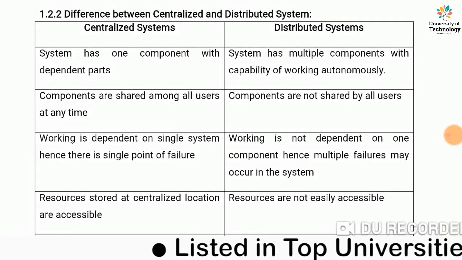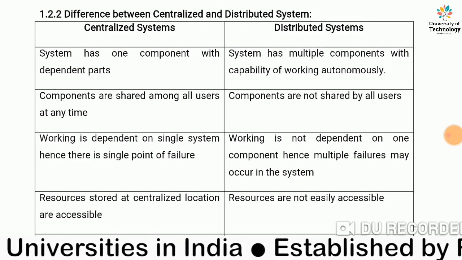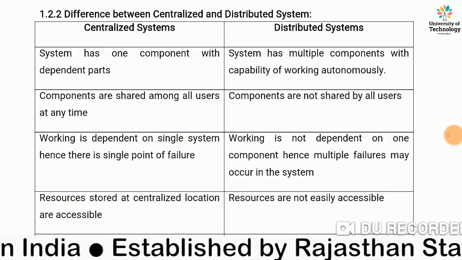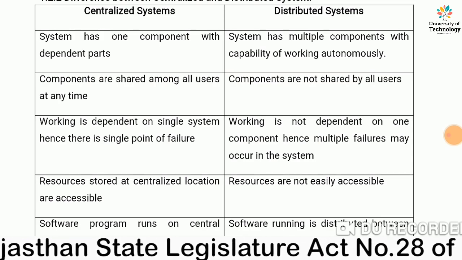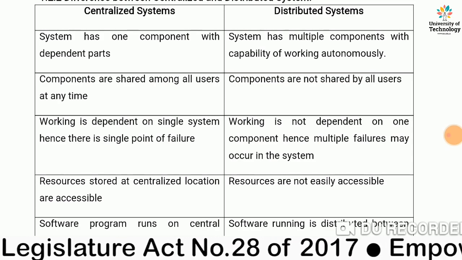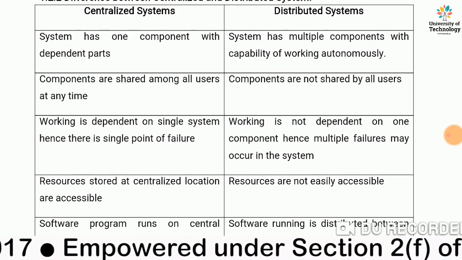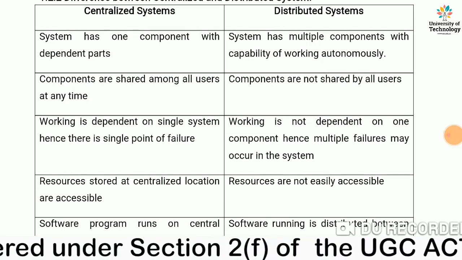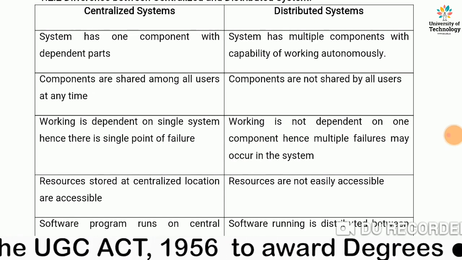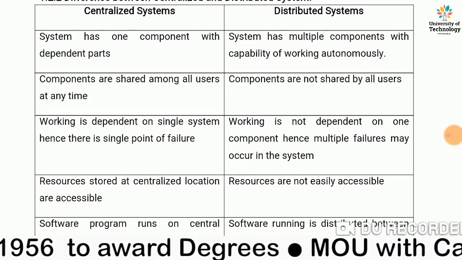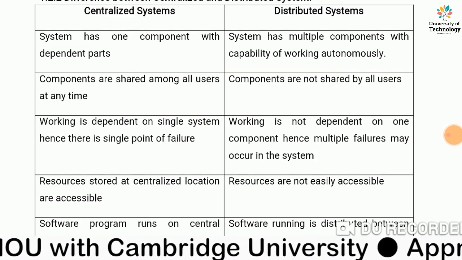Next, the difference between centralized and distributed systems. One part is the centralized system, the second part is the distributed system. A centralized system has one component with dependent parts. On the other hand, a distributed system has multiple components with the capability of working autonomously. Second, in a centralized system, components are shared among all users at any time. On the other hand, in a distributed system, components are not shared by all users. Third, in a centralized system, working is dependent on a single system, hence there is a single point of failure. In a distributed system, working is not dependent on one component, hence multiple failures may occur in the system.